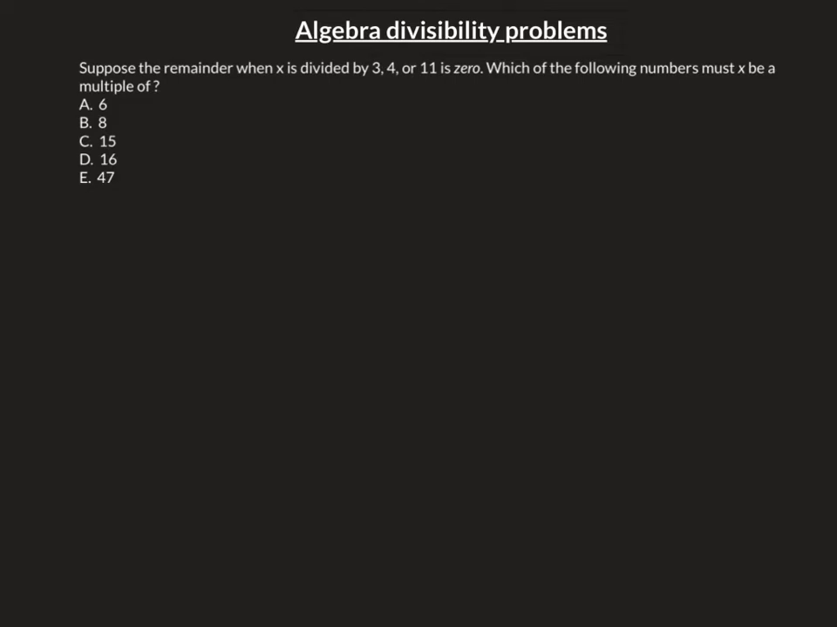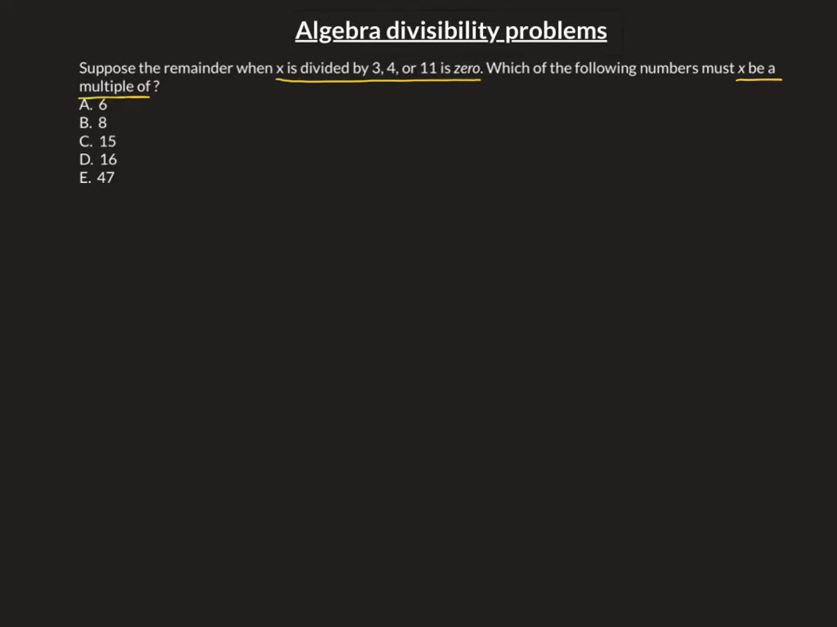Now, let's underline our important information in this problem. It says, suppose the remainder when x is divided by 3, 4, or 11 is 0. So that's one piece of important information. And then our question: which of the following numbers must x be a multiple of?